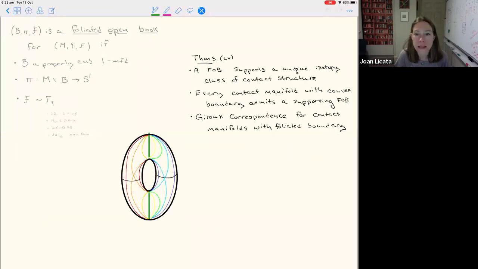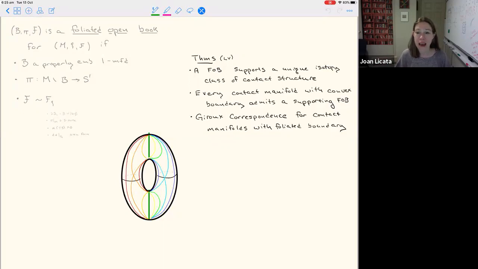So my claim is that these things are rather nice to work with. Here are some theorems about them. The upshot is that these give us the same kind of robust tool for studying contact manifolds with boundary that other forms of open books provide for the appropriate kinds of open books. The first statement is that a foliated open book supports a unique isotopy class of contact structure.